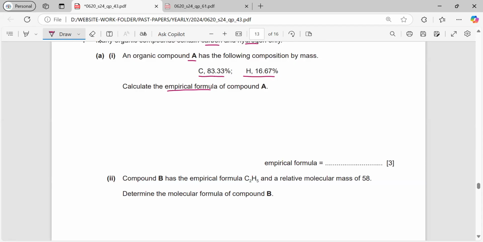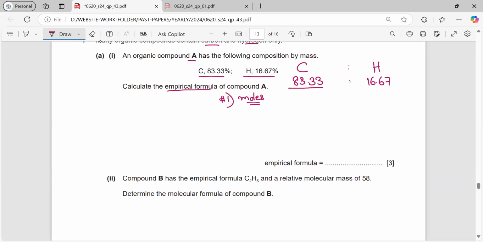To calculate the empirical formula, we have a series of steps which we have to follow. Carbon and hydrogen, these are the two elements present in the compound. For carbon, the mass is 83.33, and for hydrogen, it's 16.67. We have to find their number of moles. This is the first step. We'll find their number of moles.